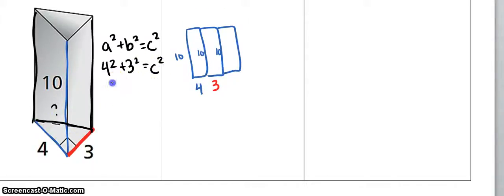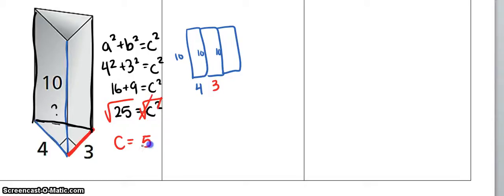So 4 squared is 16, 3 squared is 9, equals c squared. 16 plus 9 is 25. In order to get c alone, you have a square. I got to undo that. A square root undoes a square. So those will cancel, and you're left with c is the square root of 25, which is just 5. So this side is 5.